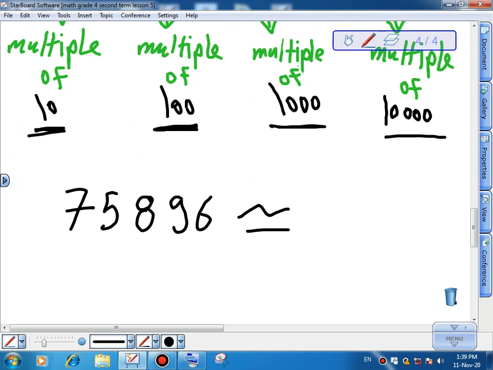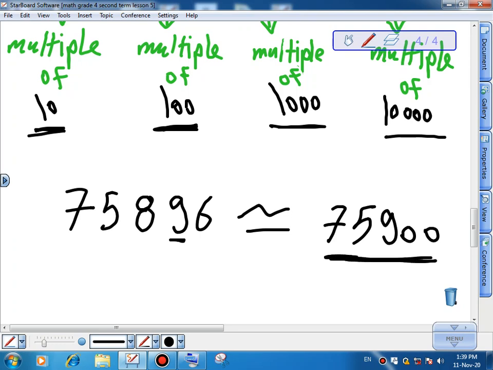Look at this number, 75,896. We need to approximate this number to the nearest 10. Look to the tens place. The place before the tens place is the units. 6 is a strong number, so we add 1 to 9. It will be 0 and carry 1 up to the number 8, it will be 9. 5 and 7 will be the same. 6 will be replaced by 0. This number is a multiple of number 10.